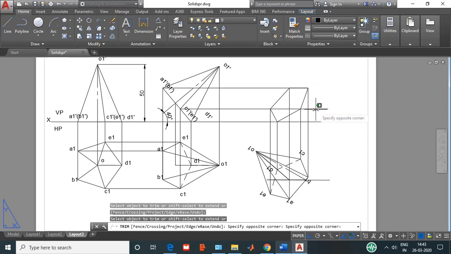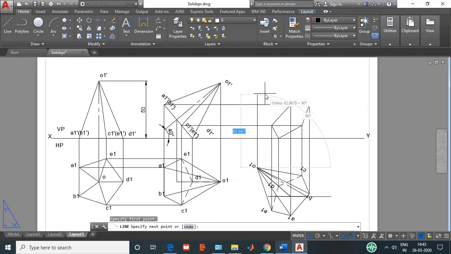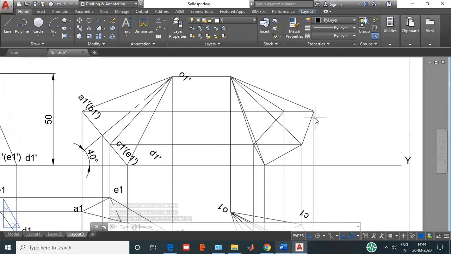Right, so now I require what? Apex point. So line from this point till here. So this is where apex will come. Now join all the corners to the apex. Okay, so I joined all the corners to the apex now. So this is how it is looking in the final position.